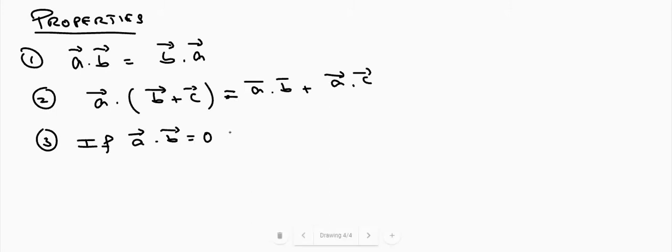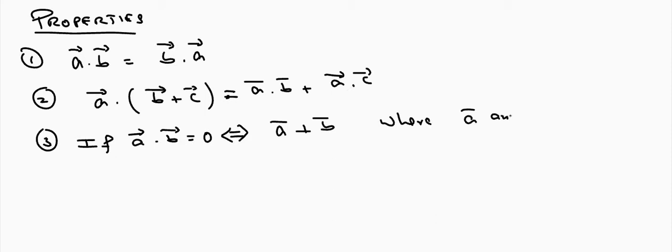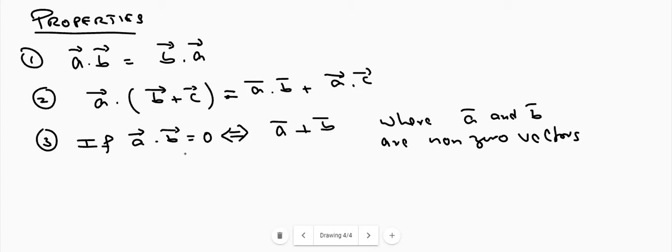Number three, if A vector dot B vector, the dot product of two vectors, is equal to 0, that implies, and is implied by, A vector perpendicular to B vector, where A vector and B vector are non-zero vectors. If two non-zero vectors are perpendicular, then their dot product is 0.